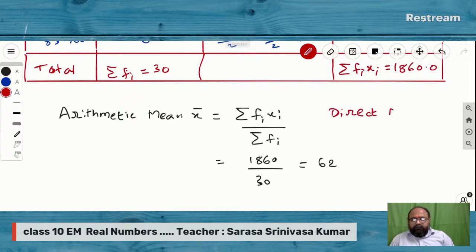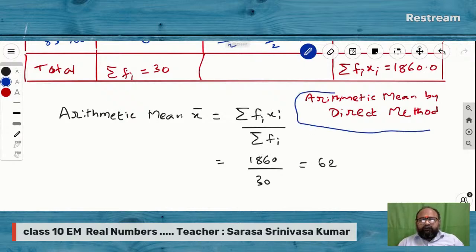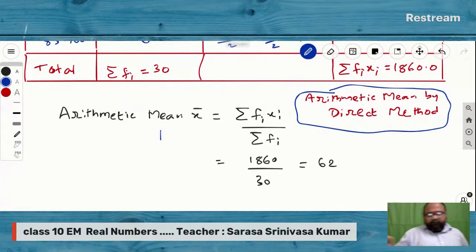This is by direct method. This is arithmetic mean by direct method. So you have learned this method. Now let us go through this concept again. What is given and how we have found. Let us try to understand the concept.